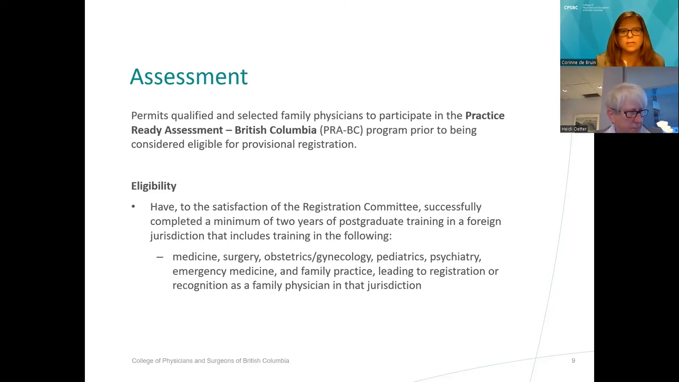In order to facilitate the practice ready assessment program, there's a clinical component to that, a clinical assessment, and it's 12 weeks long. And any applicant or candidate in that program needs to be licensed in the assessment class in order to complete that clinical assessment. And there are a number of requirements from the PRABC program, as well as from our bylaws for an applicant for the assessment class to meet. And those are listed here.